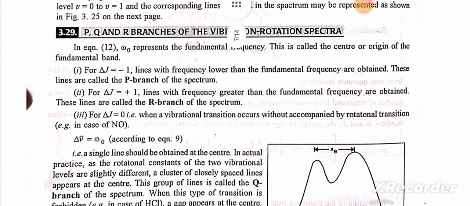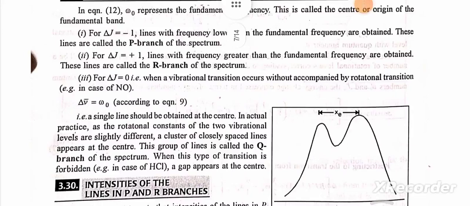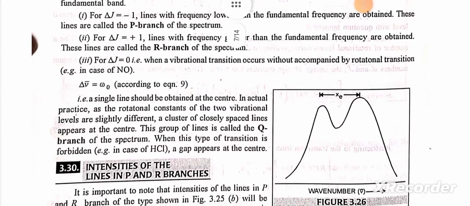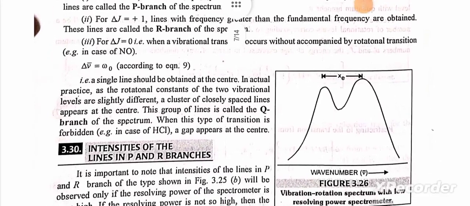Now the PQR branches of the vibrational rotational spectra. In the equation, ω naught represents the fundamental frequency. This is called the center or origin of the fundamental. For delta J minus 1, it is called the P branch of the spectrum because these lines have frequency lower than the fundamental frequency, and the lines with frequency greater than the fundamental frequency are called the R branch of the spectrum. And for delta J equals 0, when a vibrational transition occurs without being accompanied by a rotational transition, a single line should be obtained at the center.